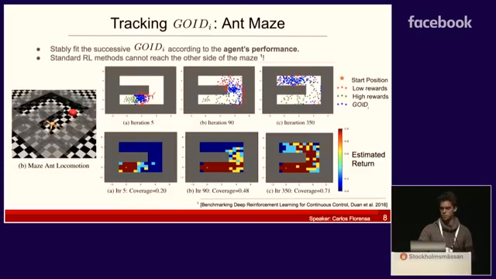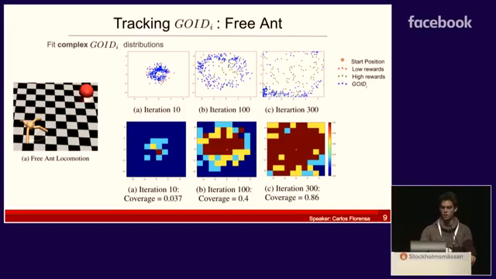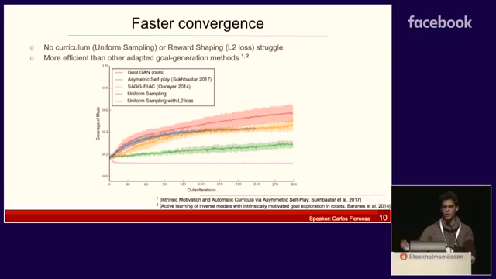This is another experiment that really makes this Goal GAN procedure shine. In this case, the free ant just wants to reach every single point around it, and you can see that the points of intermediate difficulty have really complex shapes. In this case, it's a circle, and our Goal GAN is able to fit that pretty accurately. We do have faster convergence than some of the baselines that uniformly sample goals, that is the green line, or the reward shaping, which doesn't take off and really struggles. And we do better than other goal generation methods that we compare to.